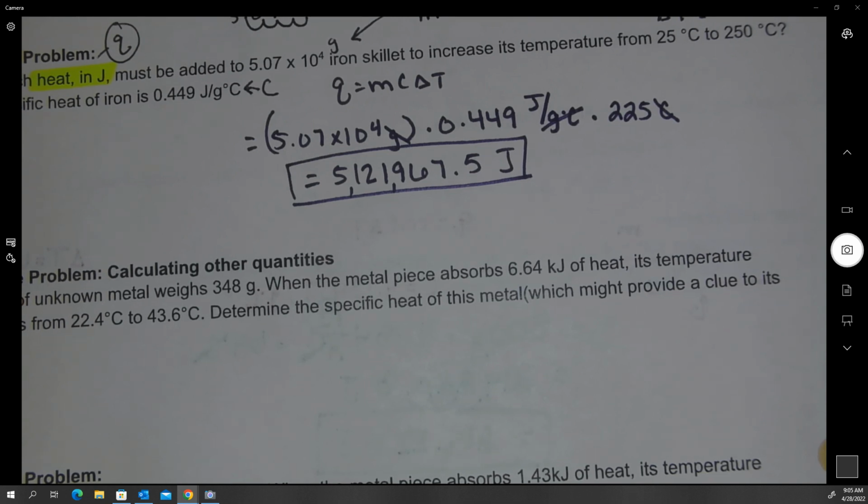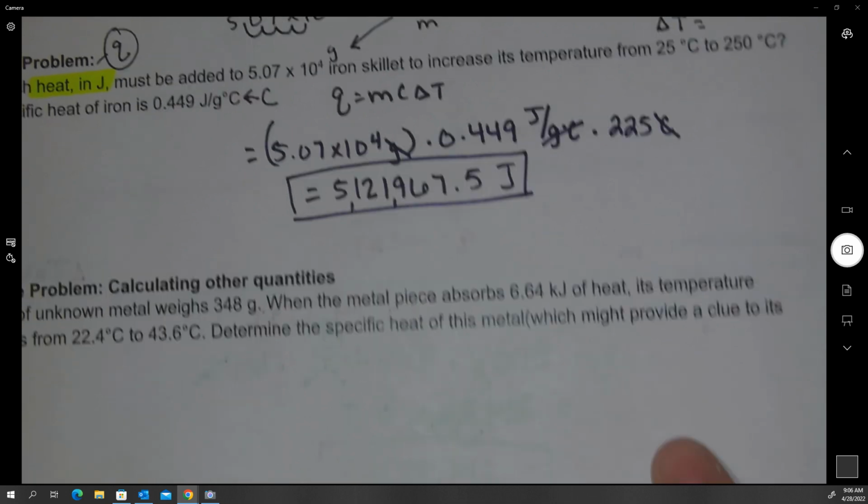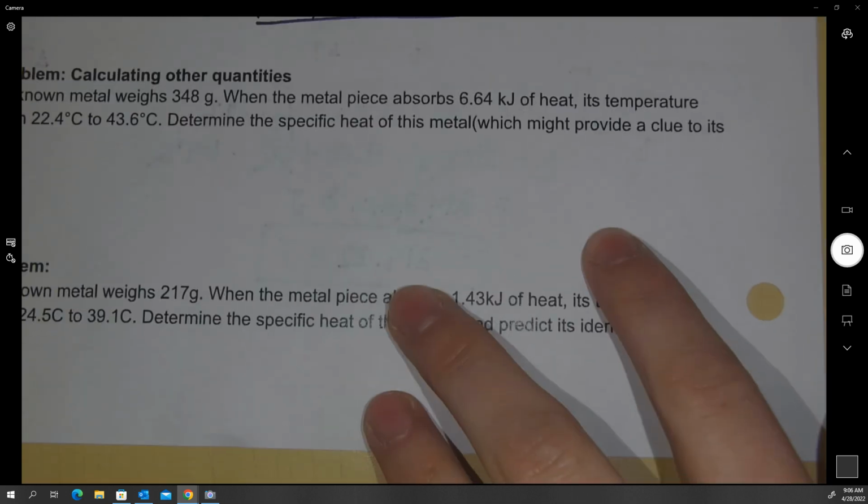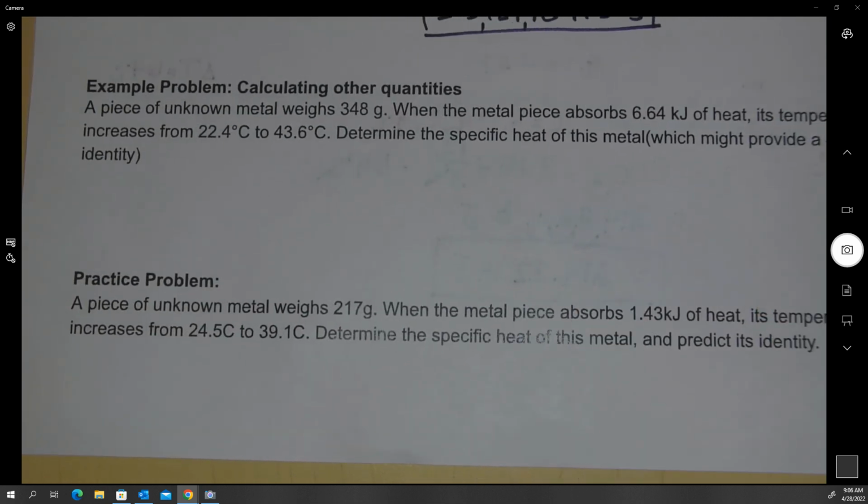We can also use this equation, Q equals mc delta T, to calculate for other things. One thing that you're going to see very often is it's going to ask you to calculate the specific heat of something. It's going to tell you this much heat came off, this is the temperature change, and this is the mass. We don't know the identity of the substance. Calculate the specific heat and then identify the substance using this table. So I'm going to show you an example of that right down here.